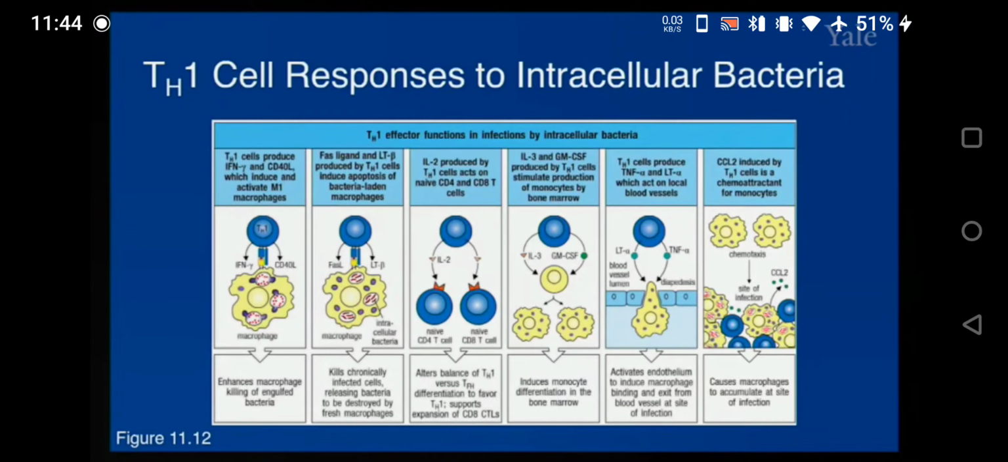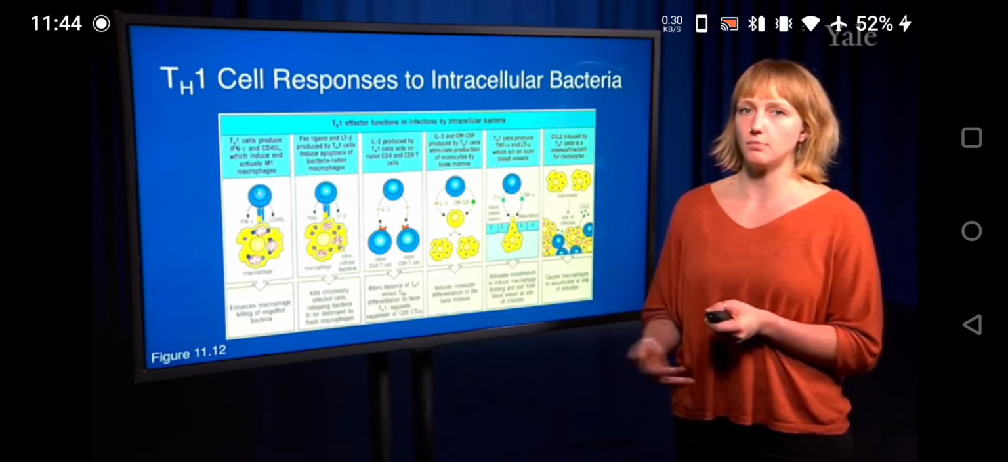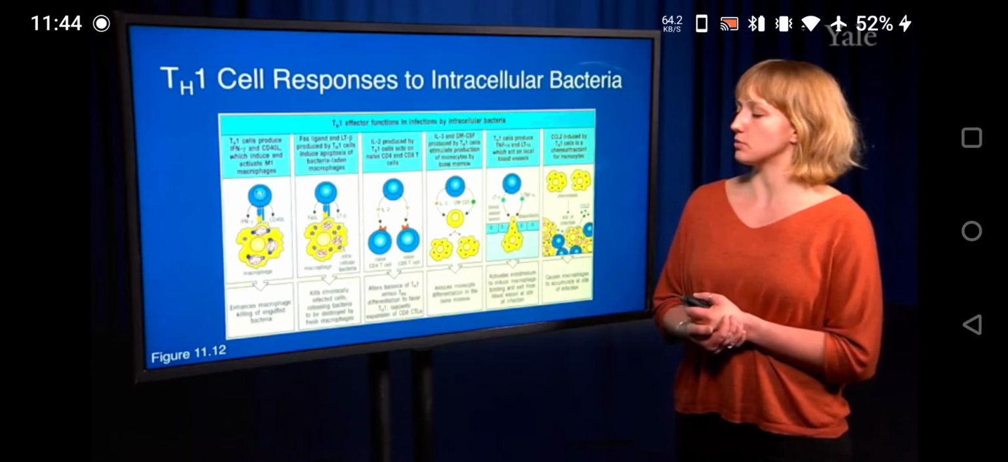So they also induce apoptosis. Th1 cells are also very critical in inducing the apoptosis of macrophages that have a lot of bacteria in them. So when macrophages are going around scooping up bacteria, these Th1 cells are very critical in inducing apoptosis in cells that have a large bacterial burden. And then IL-2 is produced by Th1 cells to help in activating naive CD4 and CD8 cells to allow for a much more robust adaptive immune response.